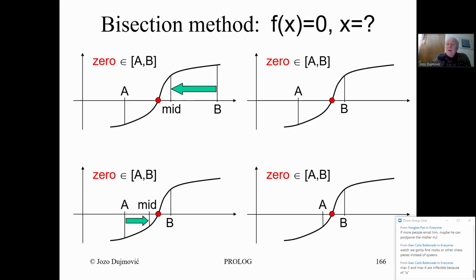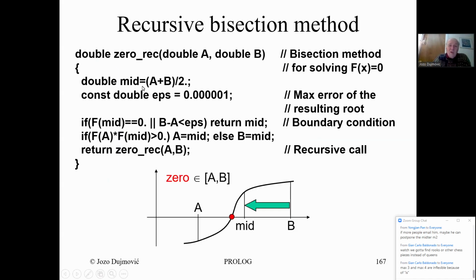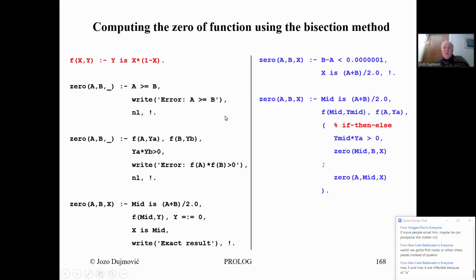So how to solve this using C++? Of course, very simple. You have these 3 lines and then return 0 recursive. That means call itself, and you will get it in this way. In Prolog, it is not more complex than this. However, you can check whether you have correct values.